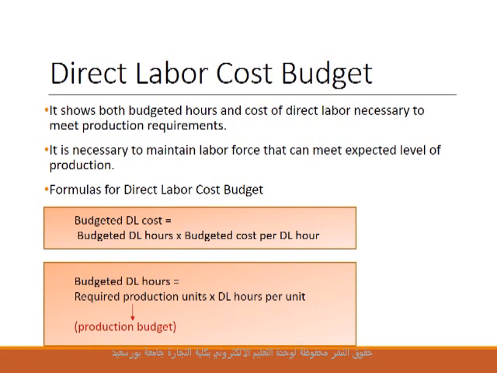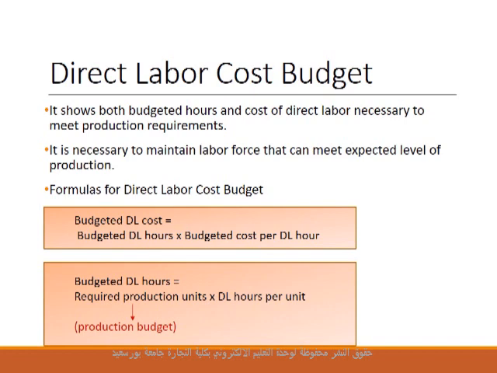The direct labor budget shows both budgeted hours and cost of direct labor necessary to meet production requirements. It is necessary to maintain a labor force that can meet the expected level of production. Specifically, it is necessary to avoid running into labor shortage, and it helps in planning for potential adjustments in labor needs.